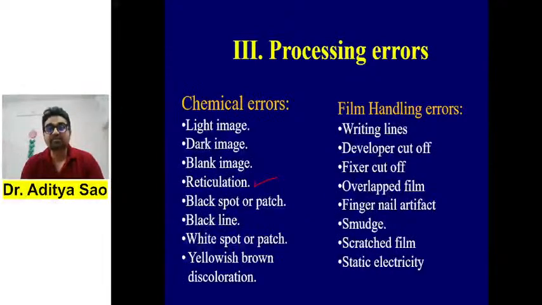Next, the processing errors. Chemical errors: light image, dark image, blank image, reticulation, black spot or patch, black line, white spot or patch, yellowish brown discoloration. They all come under chemical errors.